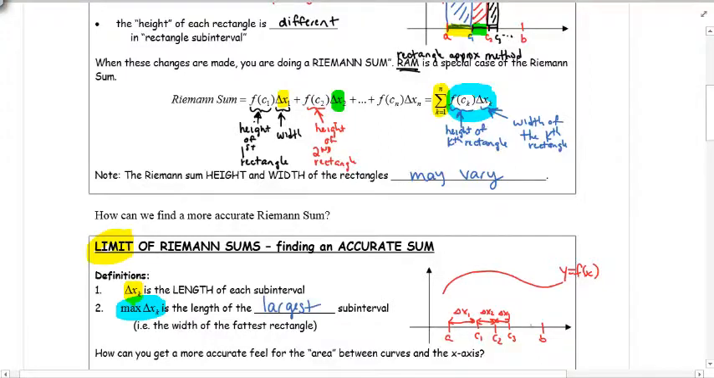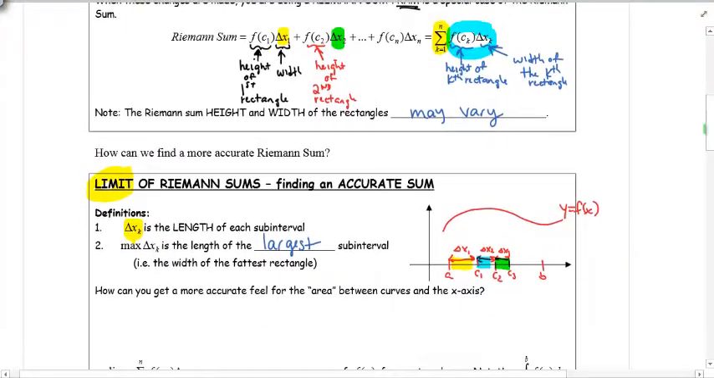Okay, so we have all these different lengths, right? We've got this length here in yellow, this one here in blue, this one here in green. They're all different lengths. And I want the max of delta x sub k to be the largest of all these, or the width of the fattest rectangle. So my question to you is, how can you get a more accurate calculation for the area between the curve and the x-axis from a to b? If I want to make my Riemann sums more accurate, what can I do?